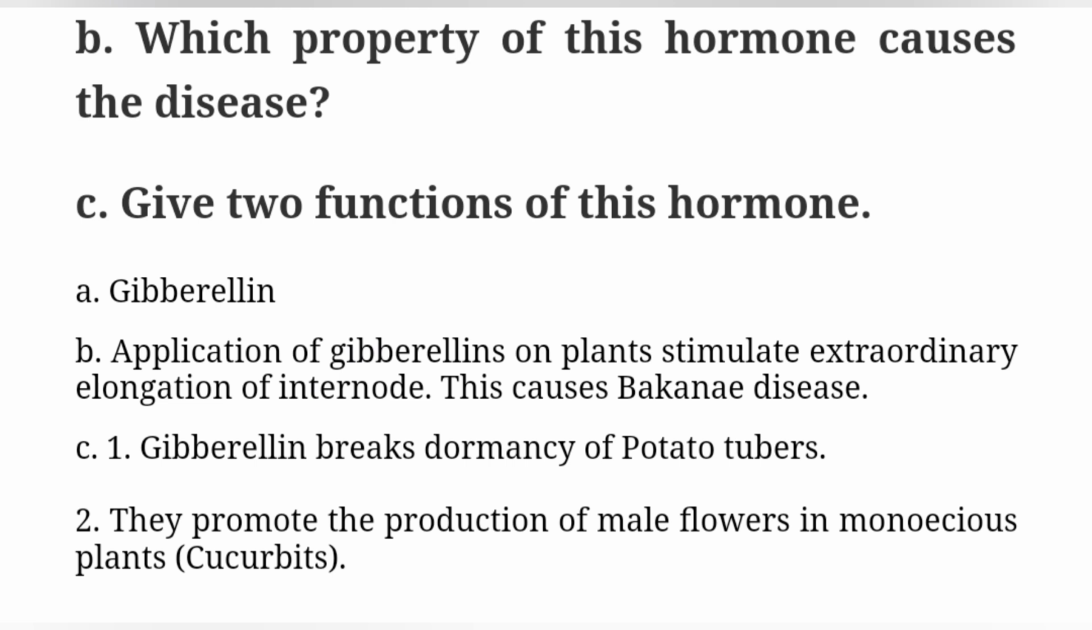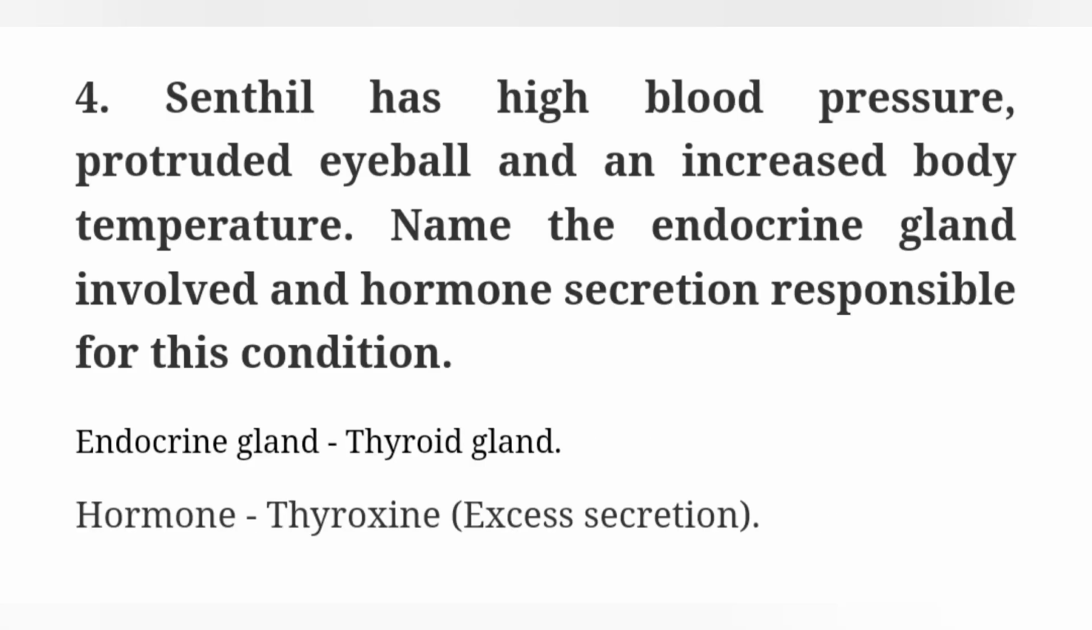Option A, gibberellin. Option B, application of gibberellins on plants stimulates extraordinary elongation of internode. This causes Bakanae disease. Then option C, first one, gibberellin breaks dormancy of potato tubers. Then second one, they promote the production of male flowers in monoecious plants, cucurbits.